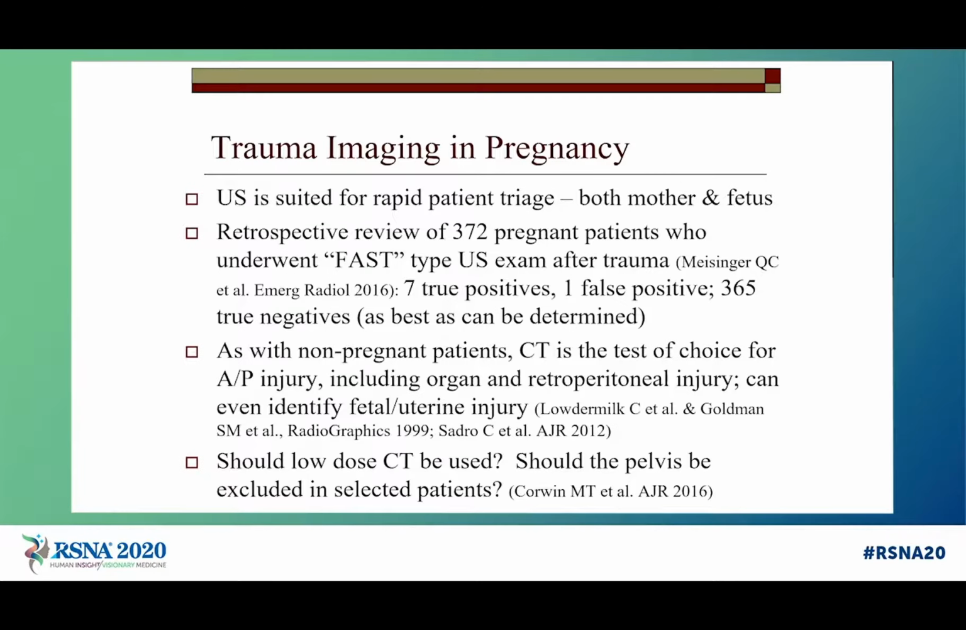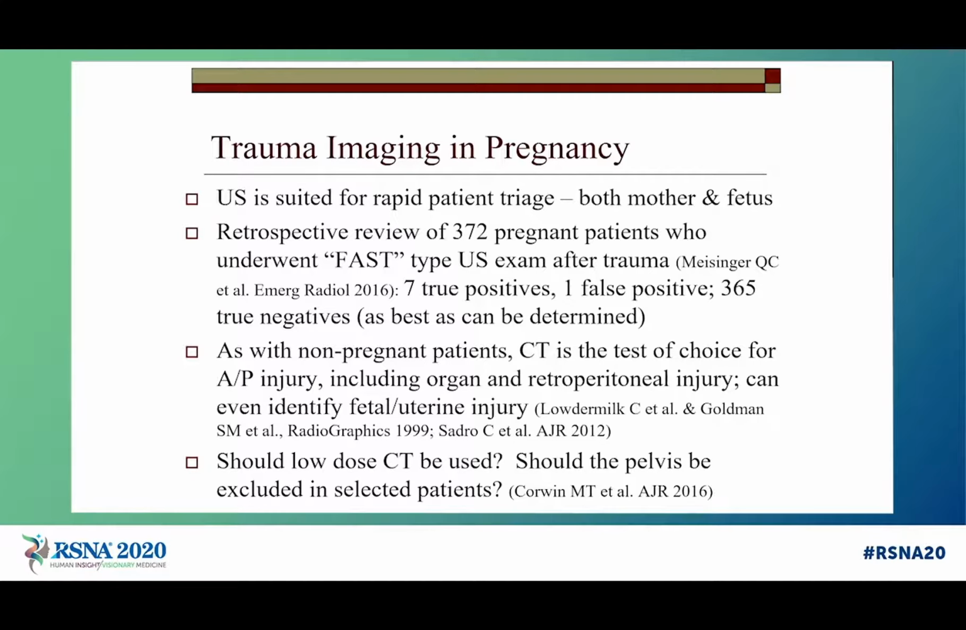So the first thing that's typically done in the trauma setting is the FAST exam. Just as with non-pregnant individuals, there's a relatively large series, all things considered, from the UC San Diego group, published a few years ago, 372 pregnant patients. Even though the numbers were small in terms of the yields, it seems like a reasonably good test, and it's done quickly, as the acronym implies, in the ER setting. It certainly has its limitations, and even more so in pregnancy, but a reasonable thing to do first. And then the question is, what do you do next?